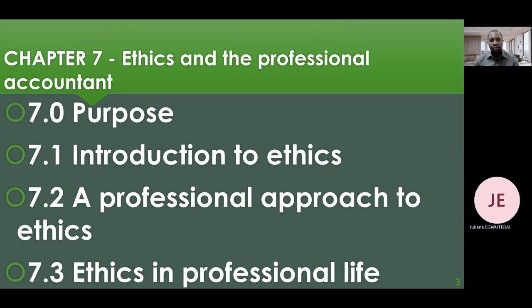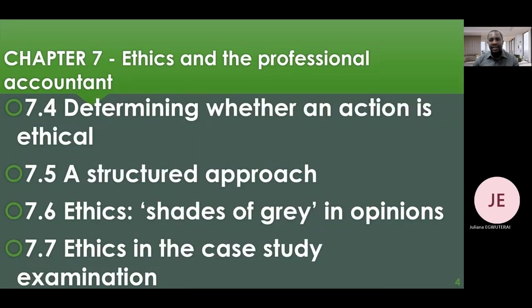All right, so we'll be looking at these units. The first one, we'll be looking at the purpose. Then we'll be introducing ethics. We'll also be looking at Unit 2, a professional approach to ethics. Unit 3, ethics in professional life. Unit 4, determining whether an action is ethical. Then Unit 5, a structured approach to ethics. Then Unit 6, ethics, shades of gray in opinions. And Unit 7, ethics in the case study exam specifically. So we'll be looking at 7 units, but we'll be running through them briefly.